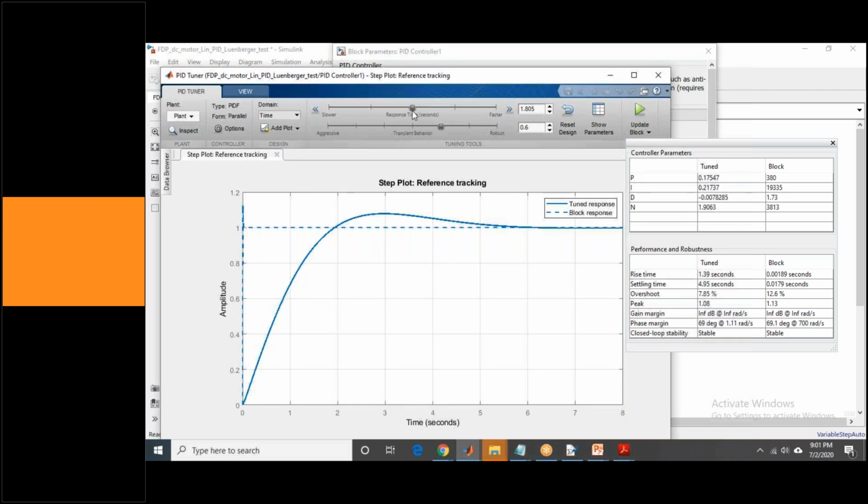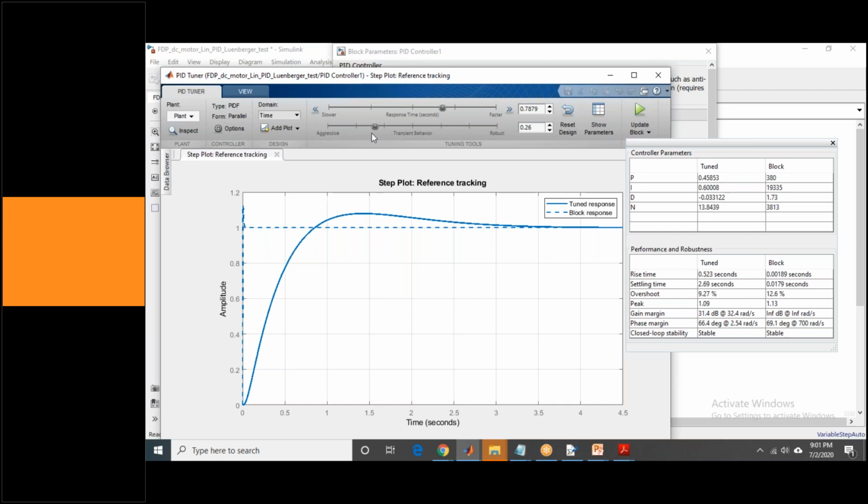Then what you want to do here is play around with these values. If I change this one, my transient behavior changes and the corresponding KP, KD values change like this. Suppose I want my settling time to be exactly around 1 second and the peak overshoot to be almost zero.